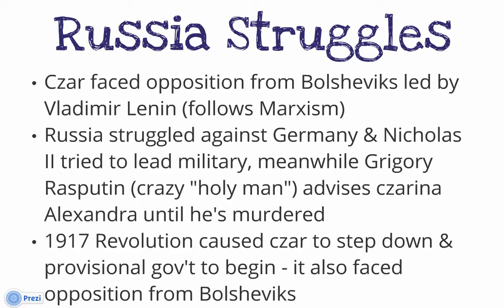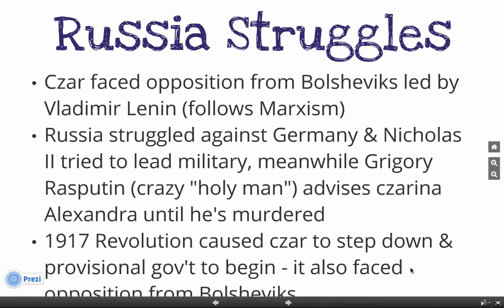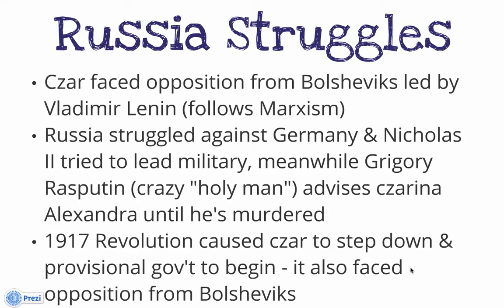Grigory Rasputin, who is a self-proclaimed holy man, which, keep in mind, self-proclaimed means that he proclaimed himself as a holy man, is going to advise Alexandra until he is murdered. And he's going to further run the country into the ground. When we talk about 1917, the revolution causes the Tsar to step down, and a provisional government begins. And they also face opposition from the Bolsheviks.